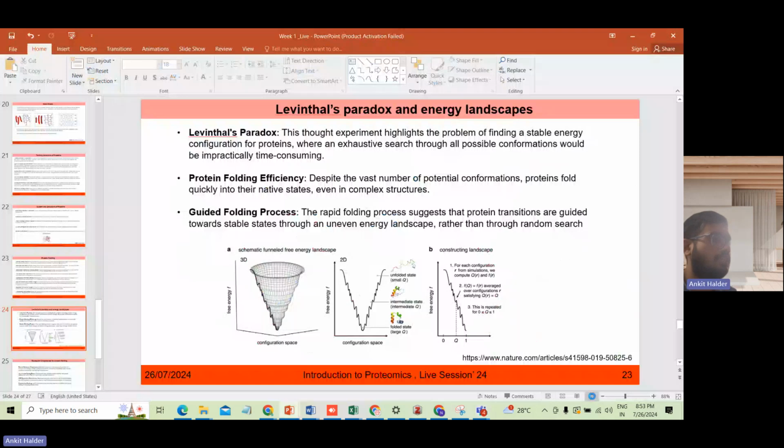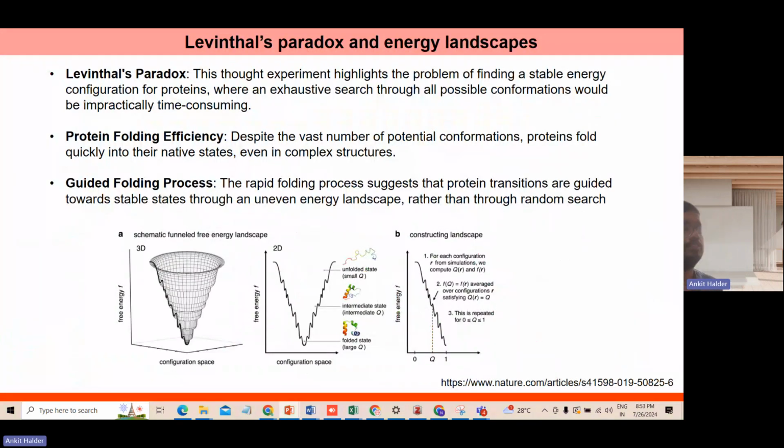So what we are trying to say in Levinthal's paradox and the energy landscapes is that this thought experiment highlights the problem of finding the stable energy configuration for proteins, where an exhaustive search through all possible conformations would be impractically time consuming.